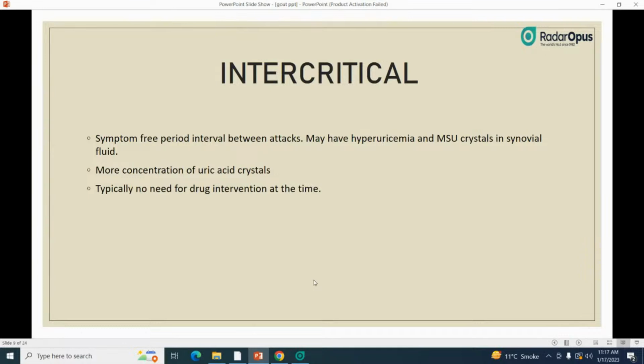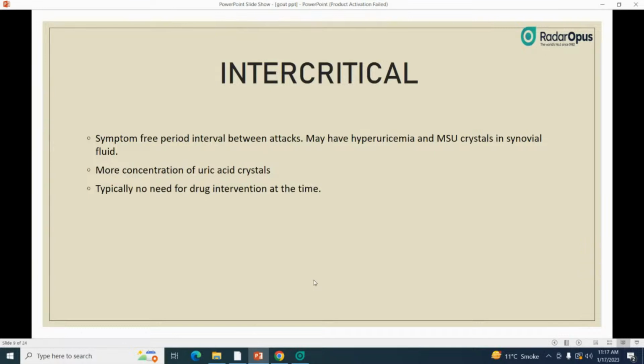Following recovery from acute gout, the patient re-enters an asymptomatic phase of the disease. This phase is referred to as intercritical gout or interval gout. It is the interval between attacks of acute gout whereby the patient is symptom free. The duration of the intercritical stage can range from months to years.